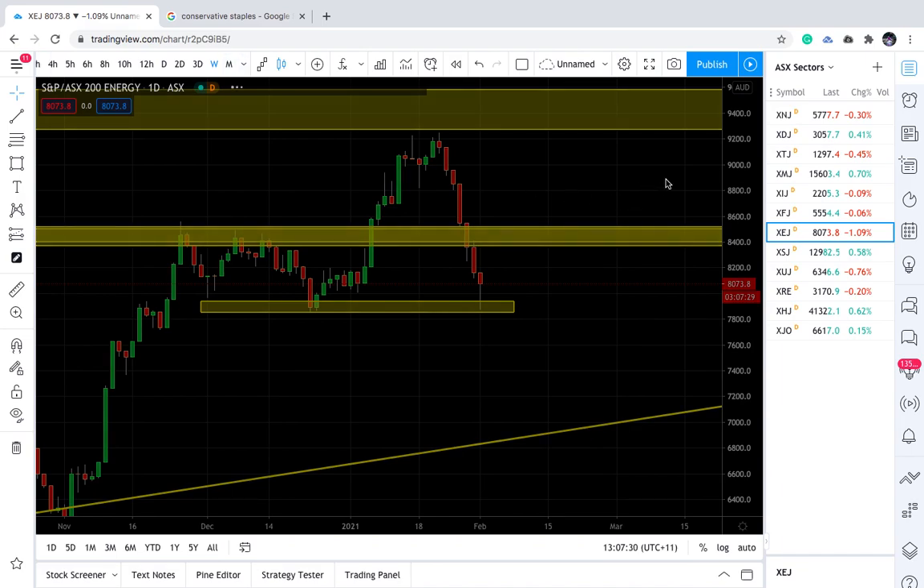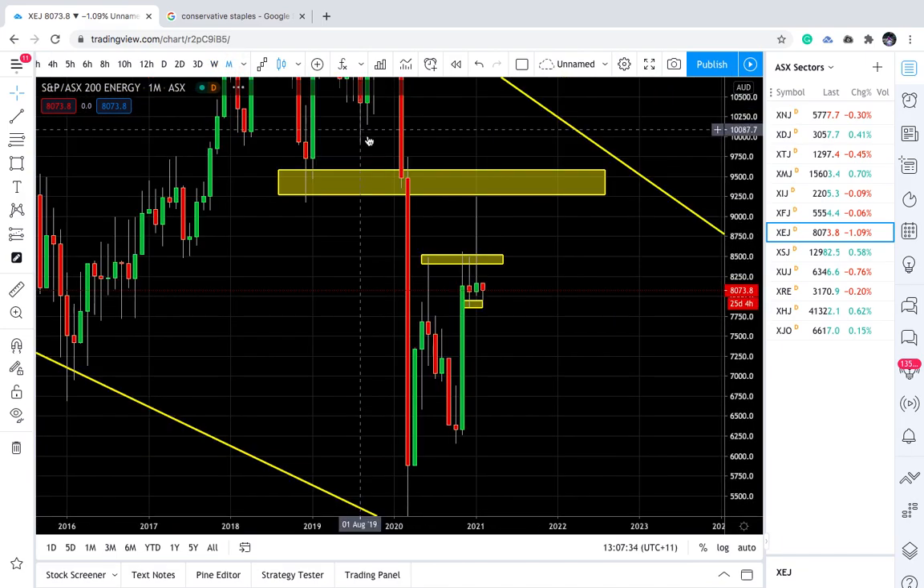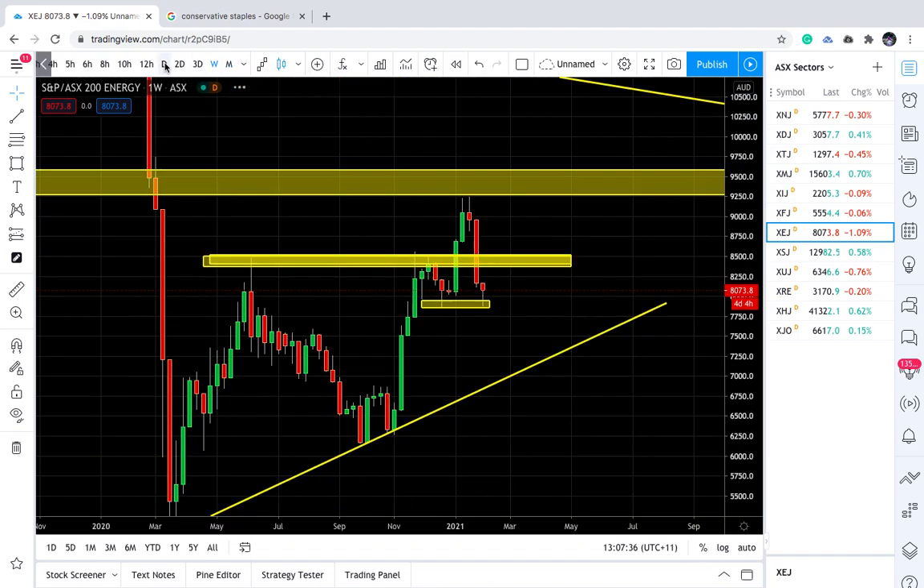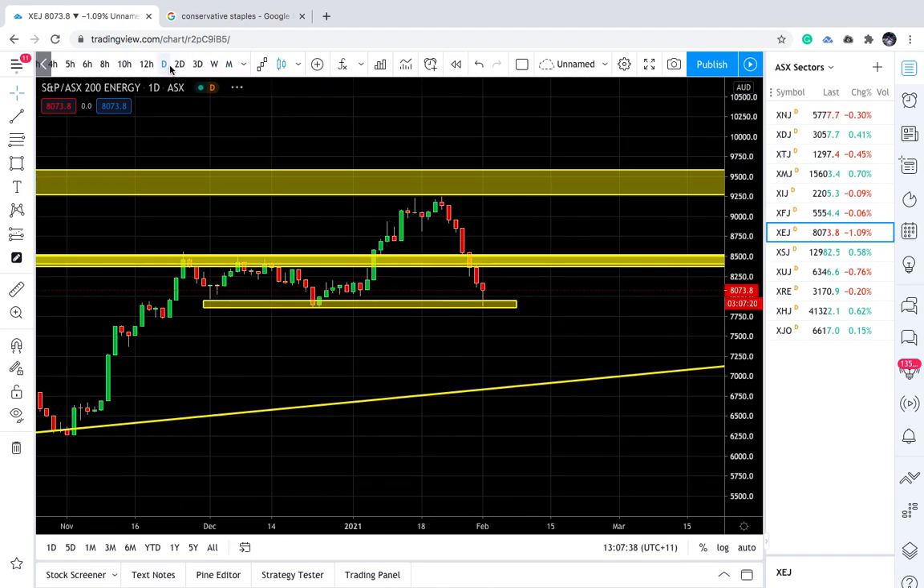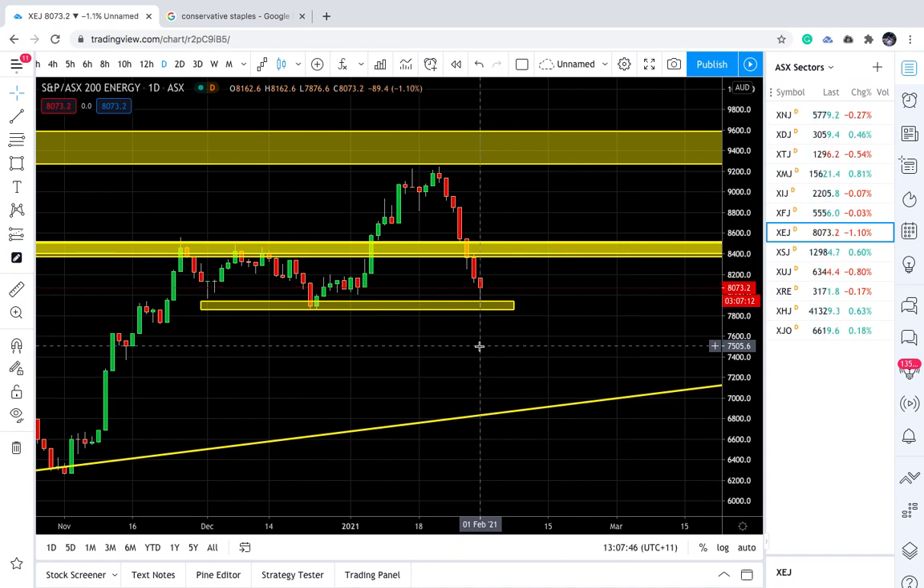Sorry, I meant the opposite. It is minor relative to the weekly and monthly, but for the daily, it is an important support, and we need to break it out. So it's minor, relatively speaking, to the weekly and monthly, but for the daily, it is an important support level.